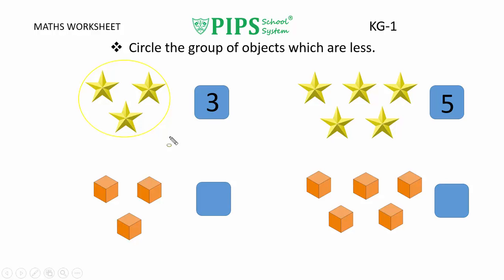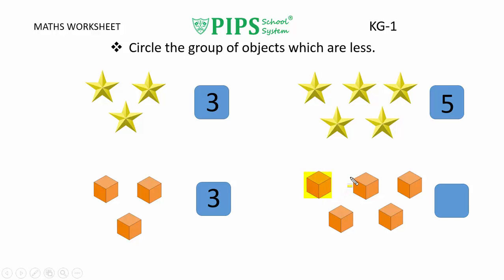Okay students, count with me. How many objects are in the first group? 1, 2 and 3. How many objects are there? There are 3 objects. Let's count how many objects are in the second group.